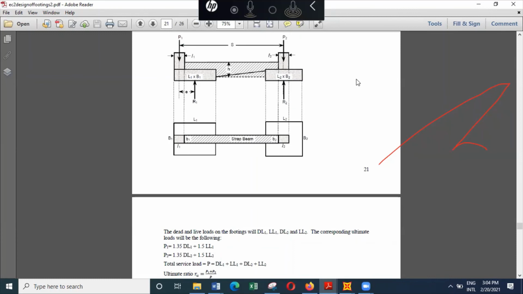And then you have to also check for shear. It looks like shear is not that critical in the strap beam, but you have to check the direct shear here, and you also have to check direct shear here. And in addition to that, you can check this for punching shear because this footing is going to be the more heavily loaded footing. So those are the checks you have to perform, and then you can decide on the reinforcement requirement.